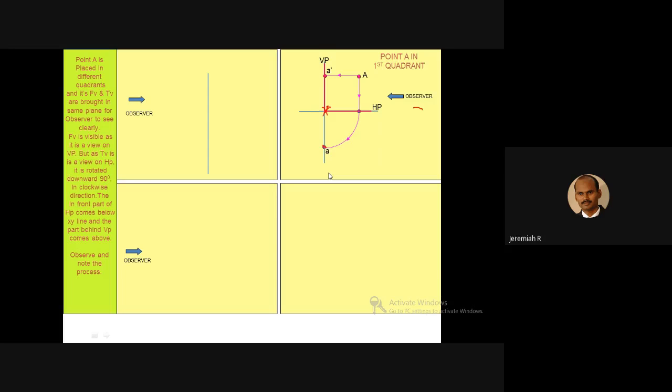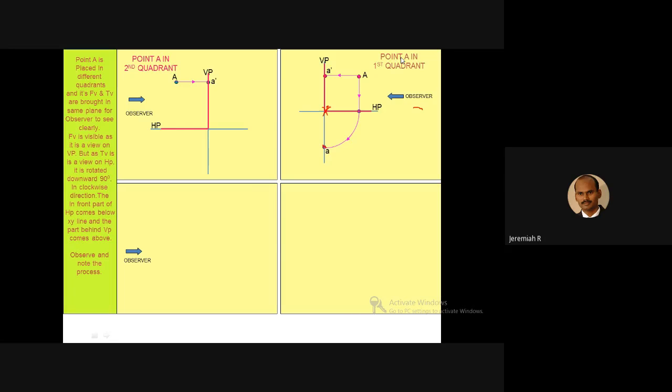And similarly, the second quadrant. Here there is a point. This is HP, this is VP. This is the second quadrant, so the point is above HP but behind VP. So this is point A. For the front view you have to mention A dash.